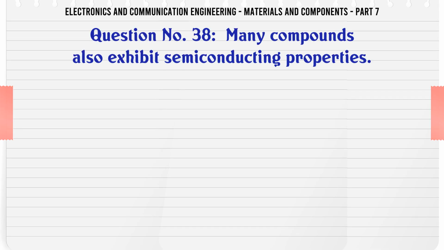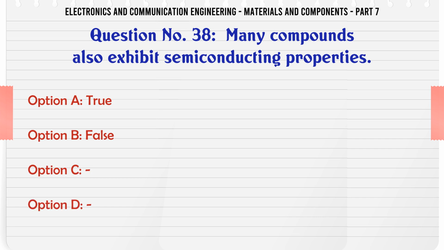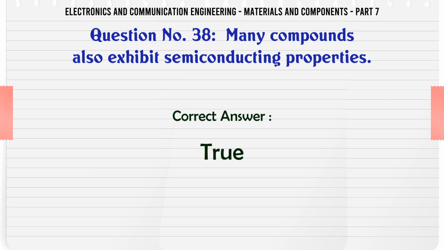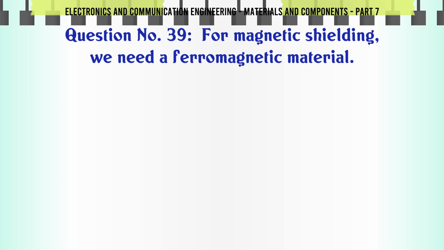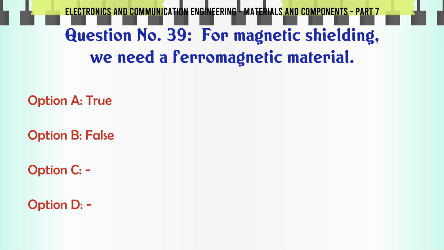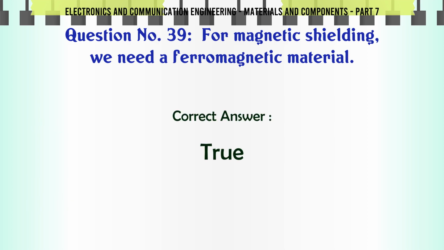Many compounds also exhibit semiconducting properties. A. True, B. False. The correct answer is true. For magnetic shielding we need a ferromagnetic material. A. True, B. False. The correct answer is true.